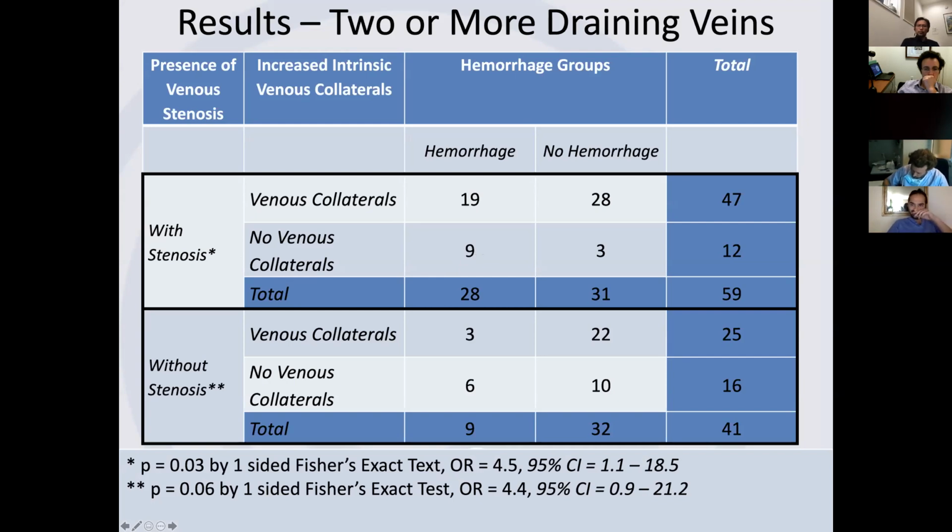So again, it makes sense with respect to each of these architectural features and their potential physiologic significance. If you look at those without a stenosis, if you have no stenosis and you have venous collaterals, only 3 out of 25 of those patients presented with hemorrhage. So you have both kind of protective mechanisms. If you have no stenosis and you have no venous collaterals, you can see that a little more than a third of those presented with hemorrhage.